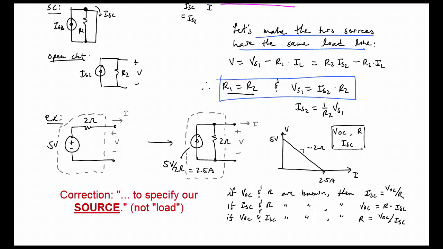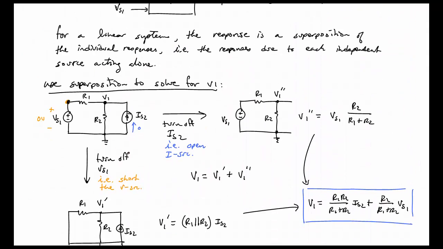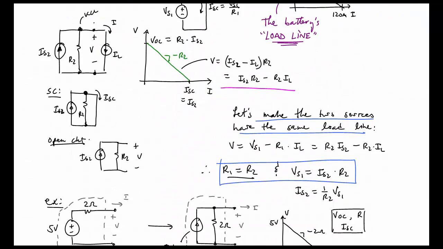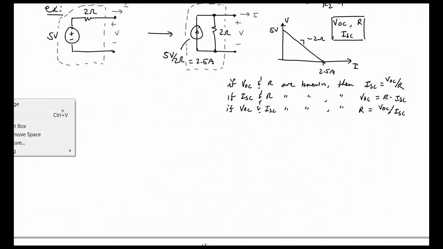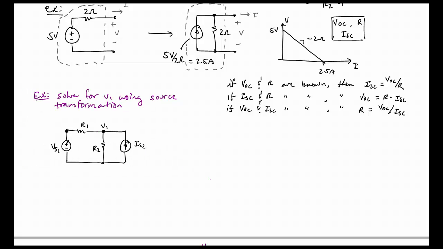And the powerful thing about this is that you can employ this to make circuit analysis more simple. Let's take a look at the example that we worked when we introduced superposition. This circuit right here. We will solve it using source transformation. So we're asked to solve for V1. In this case, we're going to use source transformation.